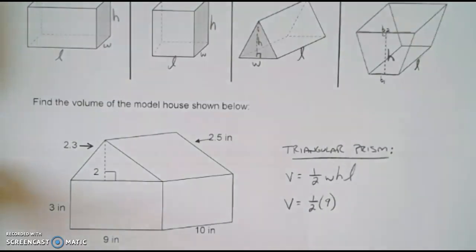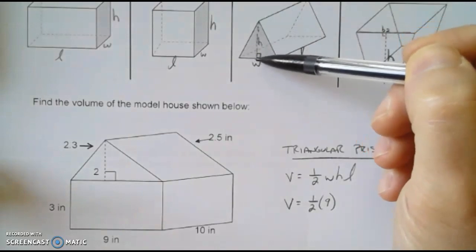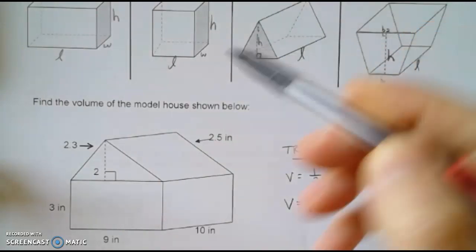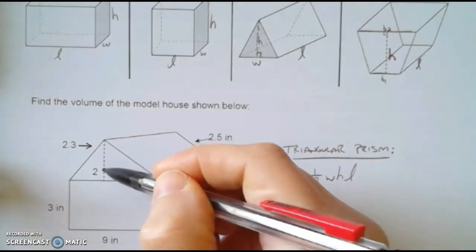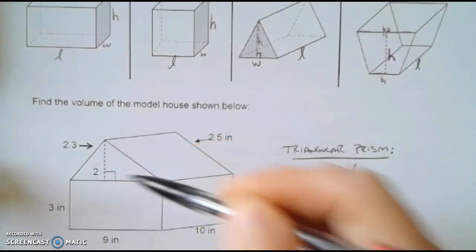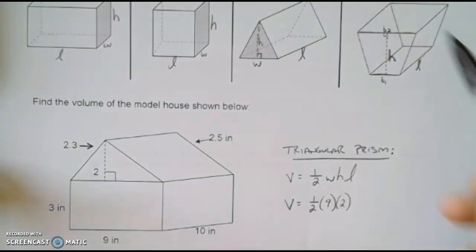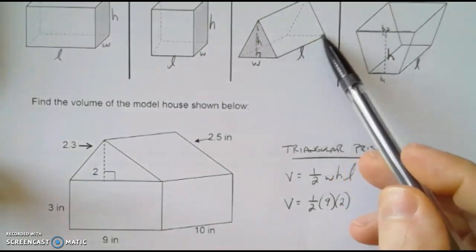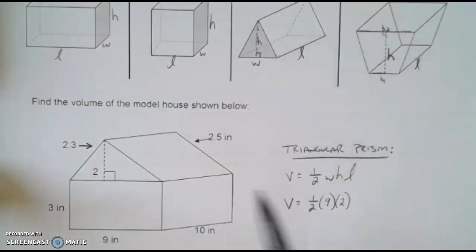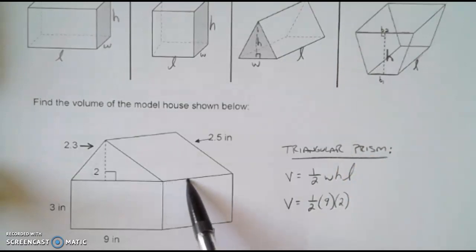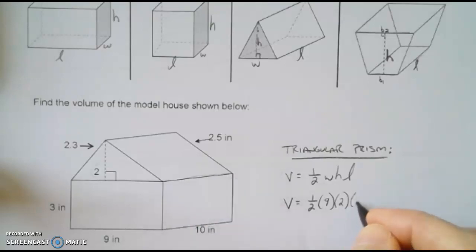The height is here, perpendicular to the width, so I'm going to use this value right here, which they have labeled as 2 inches. And then the length is this segment that connects the two triangles together. And so I need to figure out what this length is going to be. Well, this segment matches this segment down here, which is going to be 10 inches.